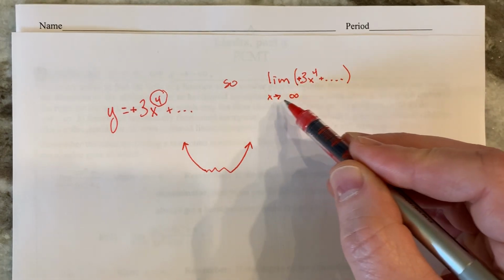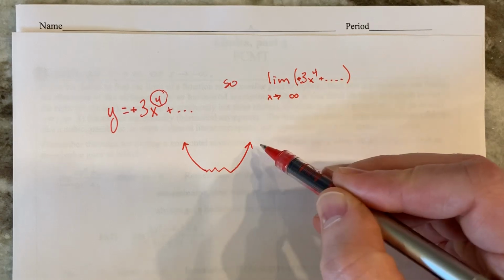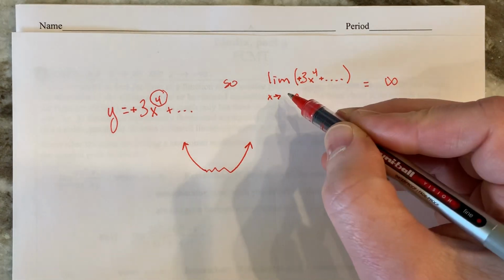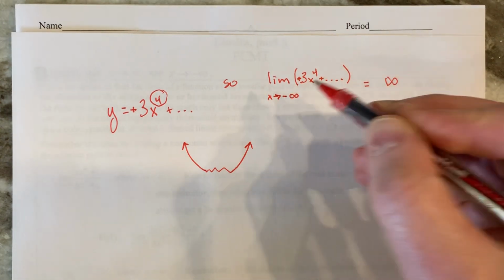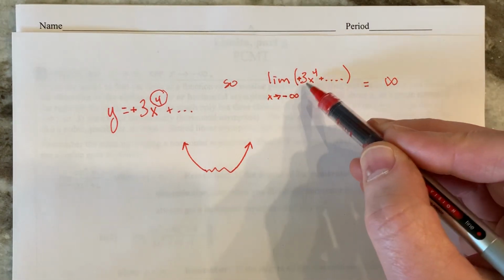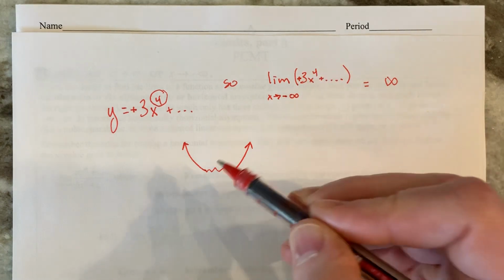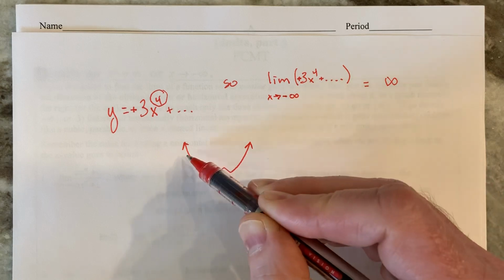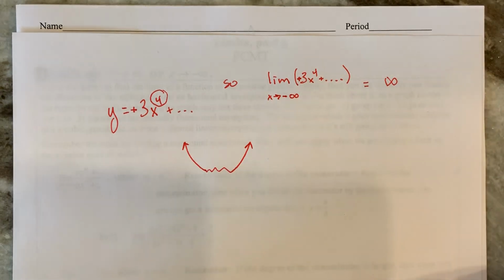You could say, well, as you go to infinity, you're going up to the right, and up to the right would mean that you're approaching infinity. And if I said, what happens when you go to negative infinity? Well, because you know that even powers have the same left behavior as the right behavior, you could also say it's going to infinity.